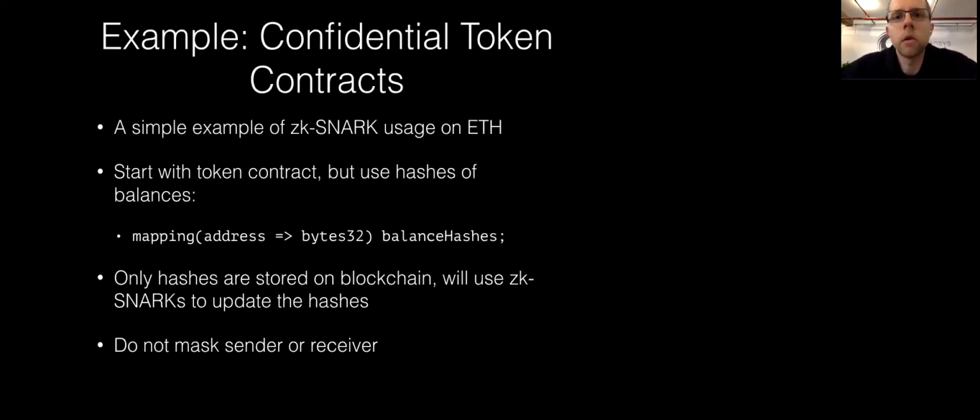So here is an example of how you can use ZkSnarks in an Ethereum smart contract. I call this confidential tokens, and the idea is we want a standard token contract, but instead of balances being integers where you can see everything, the balances are hashes. Only the hashes are stored on the blockchain, and in order to send tokens, so in order to update the balances, we're going to use ZkSnarks, and we're not masking the sender or receiver. So if I send something to John, you'll be able to see that my address sent to John's address, but you won't be able to see how much, and you won't be able to see what our balances are.